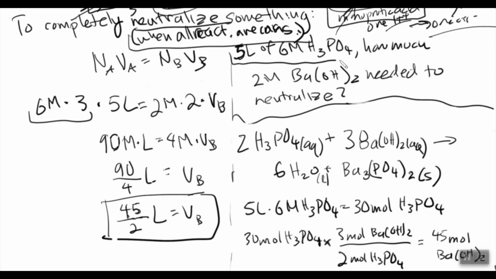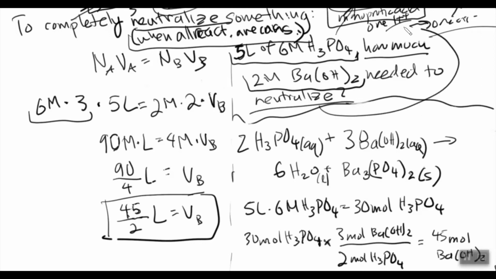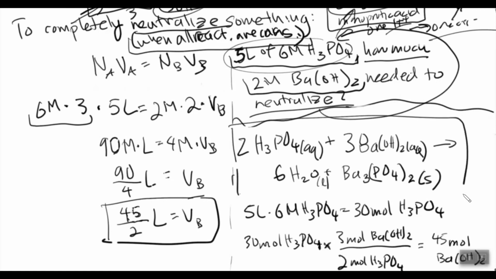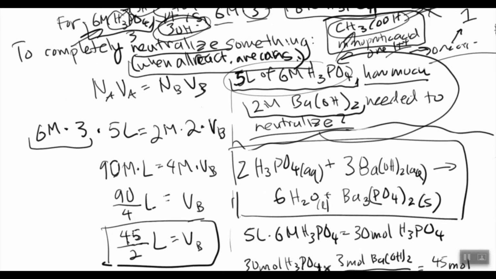So let's take a look at this example, and I'll show you a shortcut using normality. 5 liters of 6 molar of phosphoric acid, so we have that. How much 2 molar of barium hydroxide do we need to neutralize this stuff completely? So in other words, we need to react enough of this so that all of this gets reacted with. So what I want to do is write the reaction for this. That's the reaction. And I balanced it, of course, because that's super important.